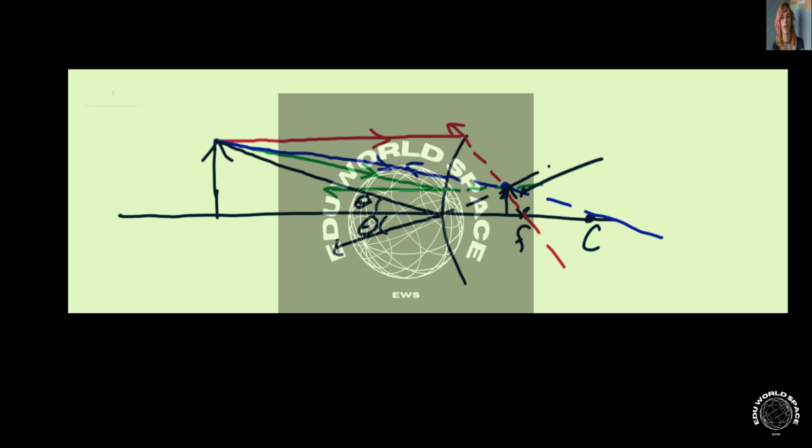So what do we know about the image? From this ray diagram, we expect the image to be virtual because it is behind the mirror, to the right of the mirror, and we expect it to be upright. So let's use actual numbers to see if these intuitions are correct.